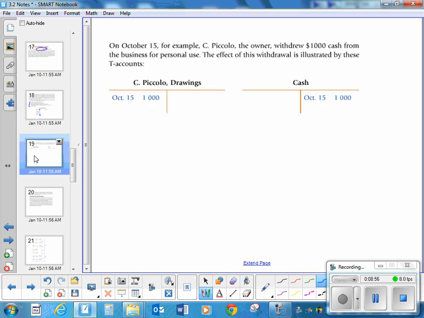Okay, so here's an example. On October 15th, for example, C. Piccolo, the owner, withdrew $1,000 cash from the business for personal use. Drawings account is like an expense account. It has a normal debit balance. Cash has a normal debit balance. Your drawings is going up. You're drawing more money out. Your cash is going down $1,000.